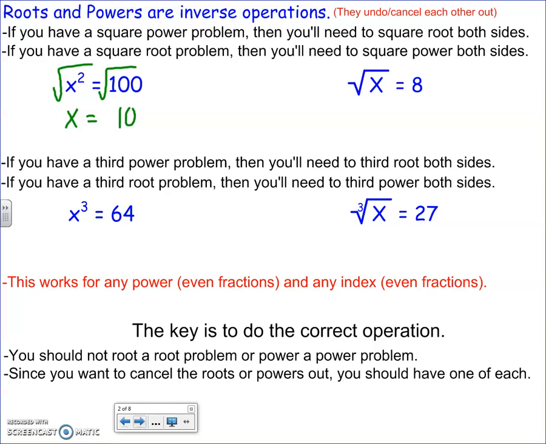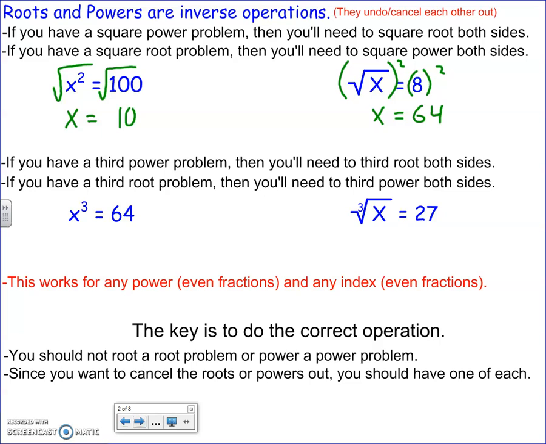The opposite's true. If you have a square root problem, then you need to do the square power on both sides. So here, the square root of some number is 8. Hope you know the square root of 64 is 8. The work to get the 64 is to do the square power on both sides. Square root, square power cancel out, just the inside x, and 8 squared is 64. So that's the work to get 64.